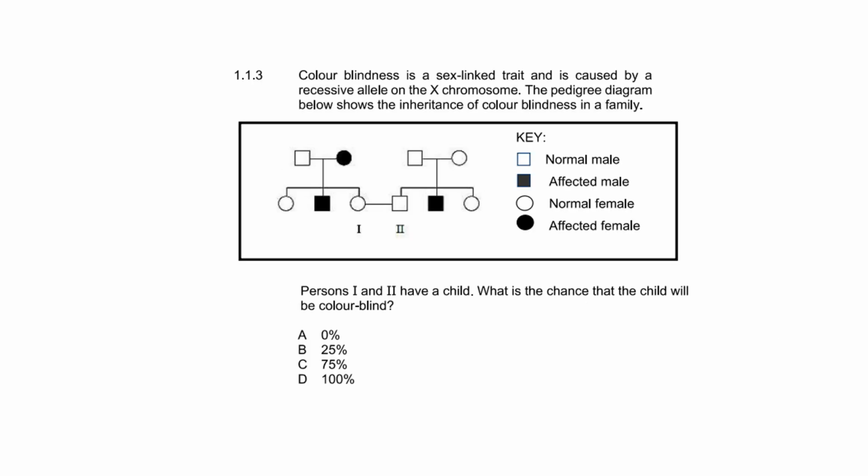So now let's go to, again, we're still doing genetics. We're being told that color blindness is a sex-linked trait, meaning it will be on the X chromosome. It's caused by a recessive allele on the X chromosome. The pedigree diagram shows inheritance of color blindness.